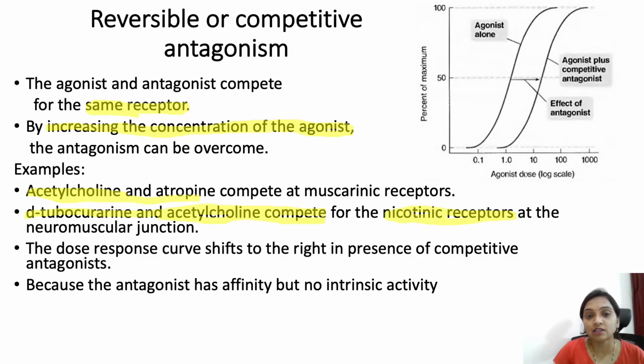Acetylcholine is an agonist and atropine is an antagonist. So this is at the muscarinic receptor, whereas that is at the nicotinic receptor. Okay. And here you should also remember a few important points. The dose response curve shifts here to the right side.